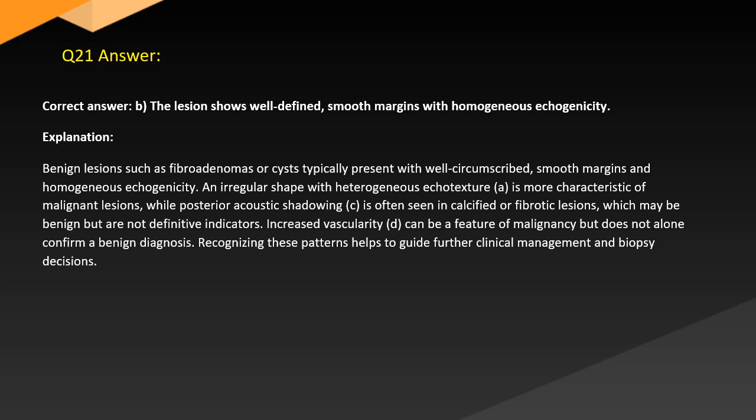Explanation. Benign lesions such as fibroadenomas or cysts typically present with well-circumscribed, smooth margins and homogeneous echogenicity. An irregular shape with heterogeneous echotexture is more characteristic of malignant lesions, while posterior acoustic shadowing, C, is often seen in calcified or fibrotic lesions, which are benign but are not definitive indicators. Increased vascularity, D, can be a feature of malignancy but does not alone confirm a benign diagnosis. Recognizing these patterns helps to guide further clinical management and biopsy decisions.